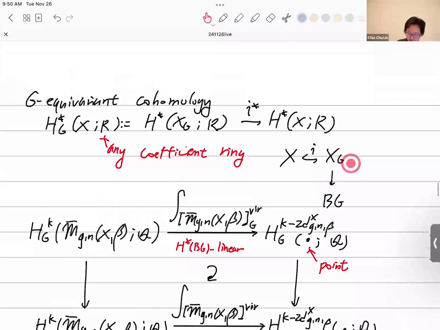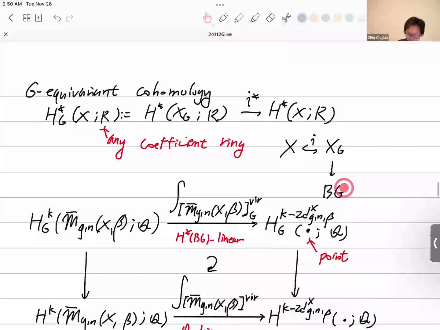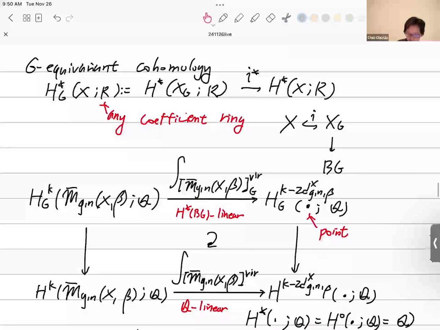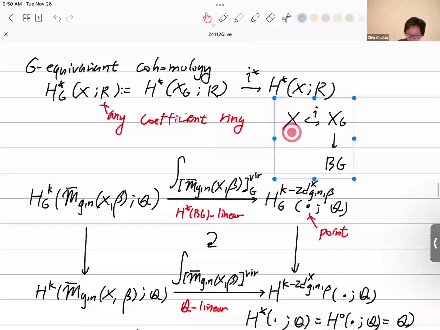this X sub G over BG, the classifying space of G, is a fiber bundle with fiber X. So we consider a fiber X. Now this inclusion map called i induces a map between cohomology. So there's a map from the equivariant cohomology to the usual cohomology.